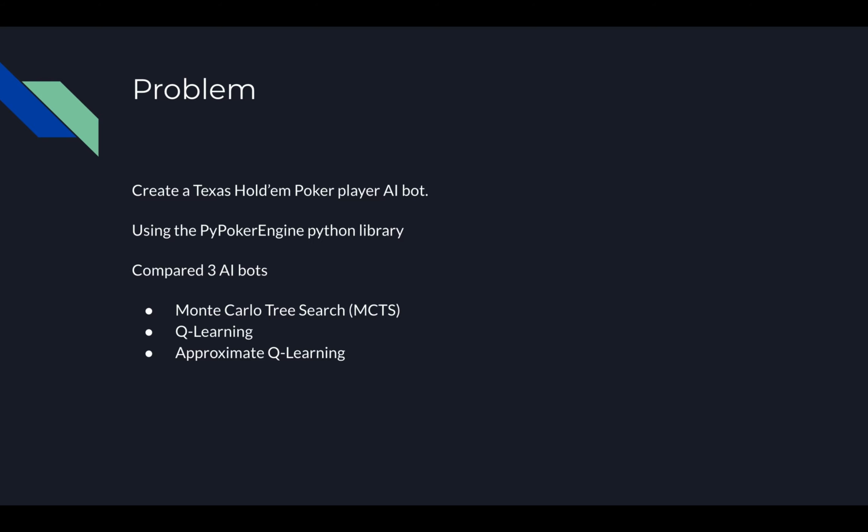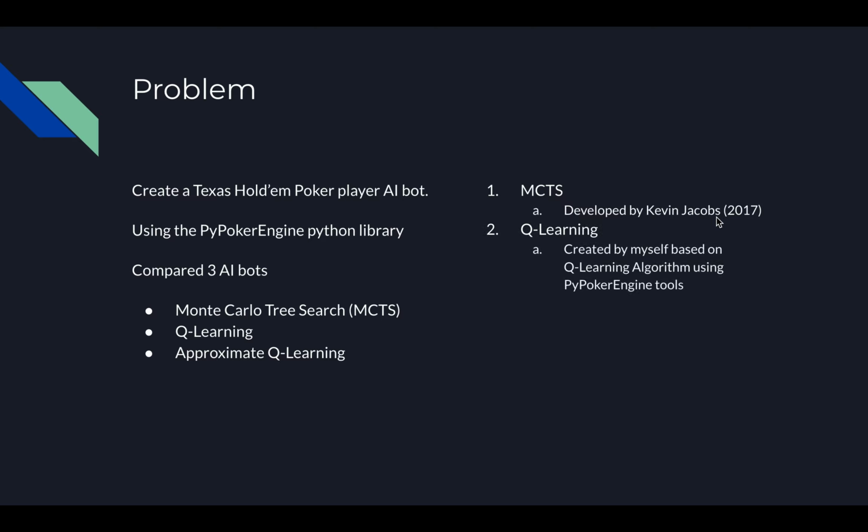So I've got three bots here. I've got Monte Carlo Tree Search, Q Learning, and Approximate Q Learning bots. The Monte Carlo Tree Search one I got from a blog called Data Blogger, and it was written by Kevin Jacobs. And it uses a tool that the PyPoker engine already provides, which will simulate the win rate for the cards you have based on the community cards too, and that uses Monte Carlo simulation.